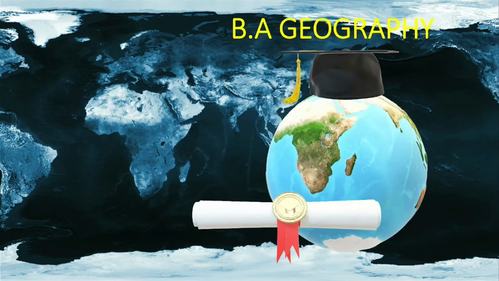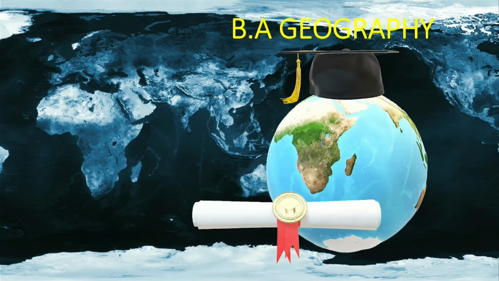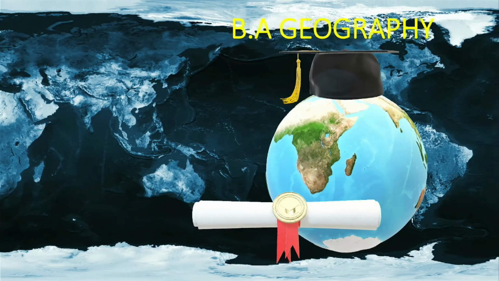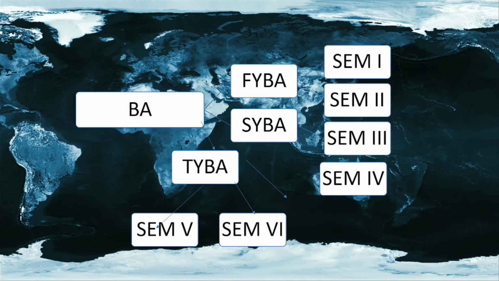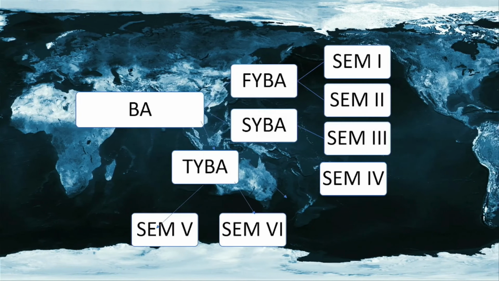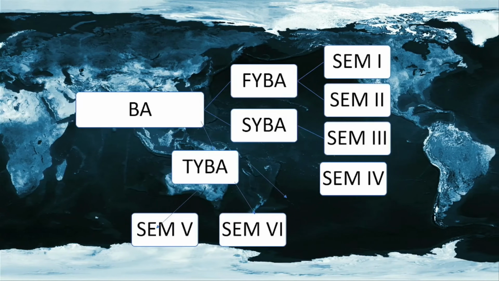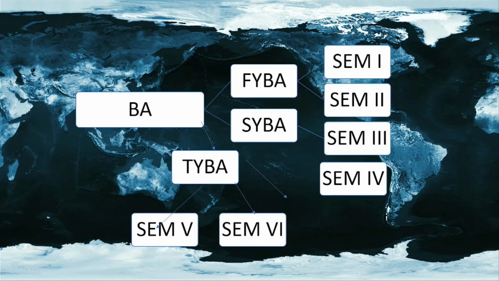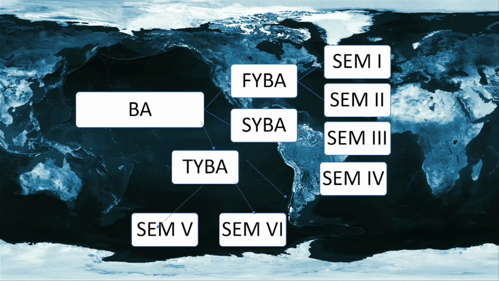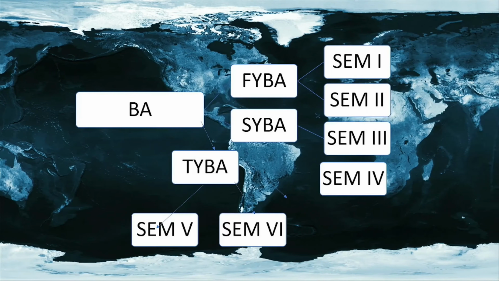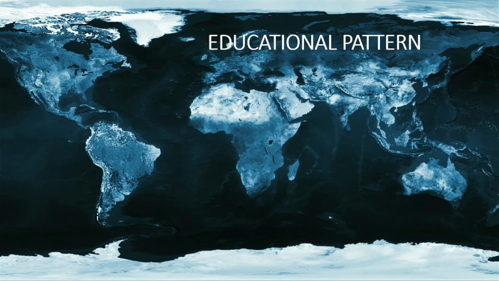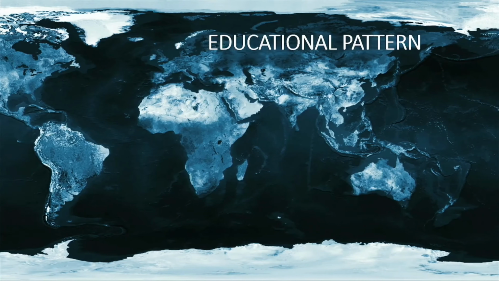Discipline. BA Geography falls under the discipline of humanities. Let us now look at the academic year distribution for the BA Geography program. This program is divided into 3 academic years, FYBA, SYBA and TYBA. Each part has 2 semesters in each academic year, making a total of 6 semesters. Like for FYBA, first and second semester, for SYBA, third and fourth semester, and for TYBA, fifth and sixth semester. So this is about your 3 years of academic distribution.